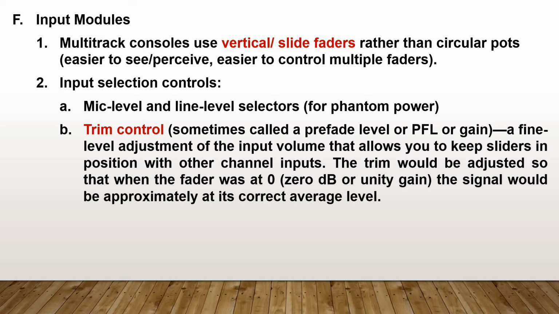Input modules. Multitrack consoles use vertical slide faders rather than circular pots. These are easier to see and perceive. They're easier to control when you're dealing with multiple faders in particular, so that, say you had to pot up or pot down several sources at the same time, the sliders make it a whole lot easier as opposed to having to turn several dials.